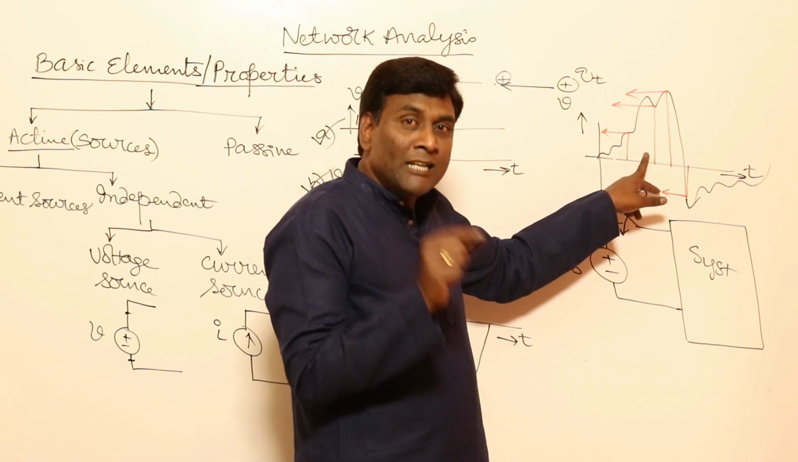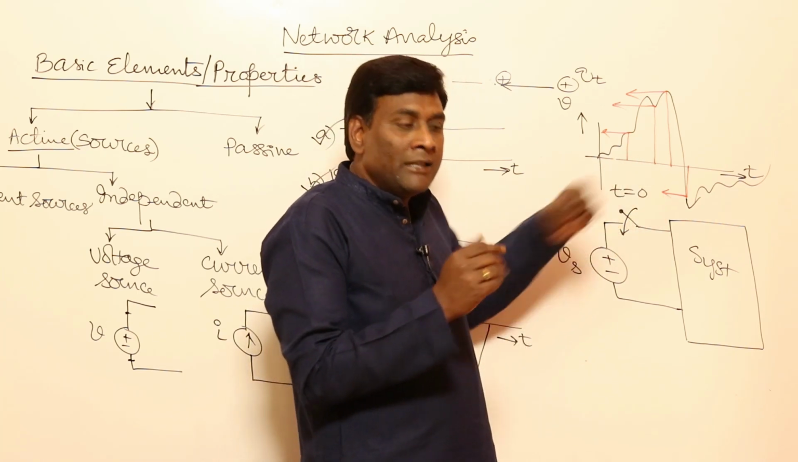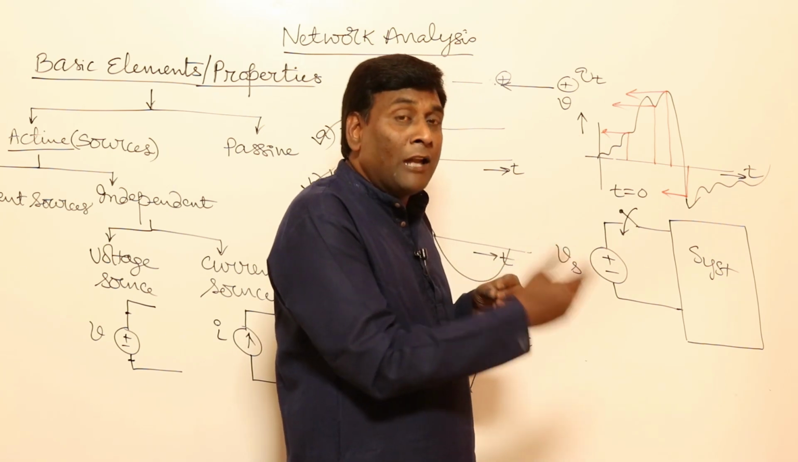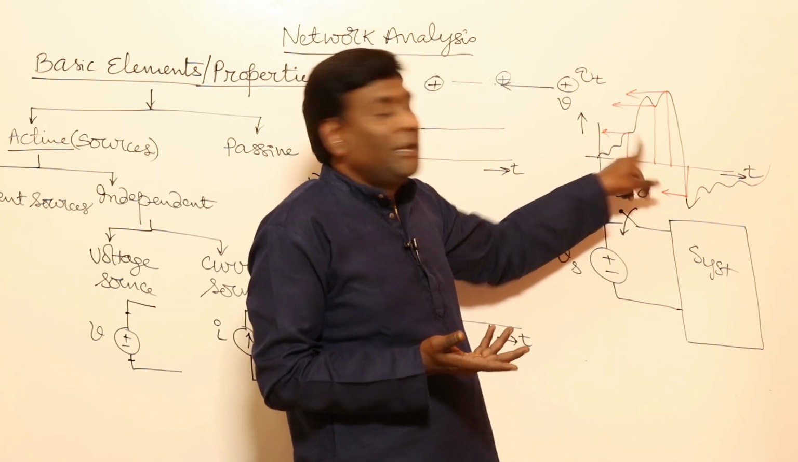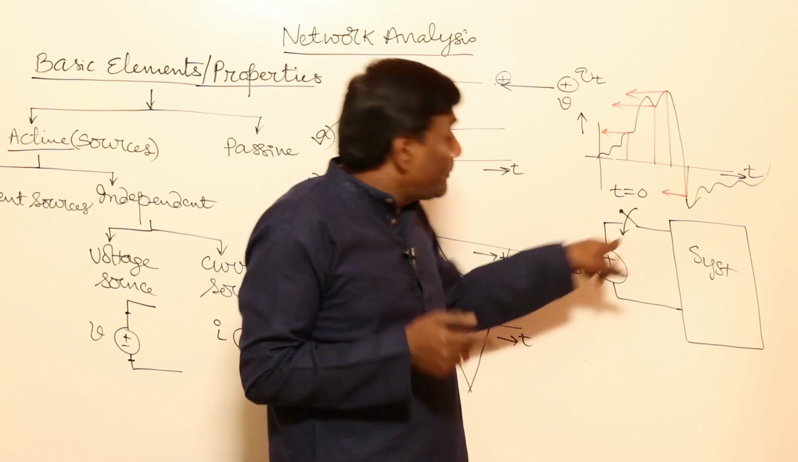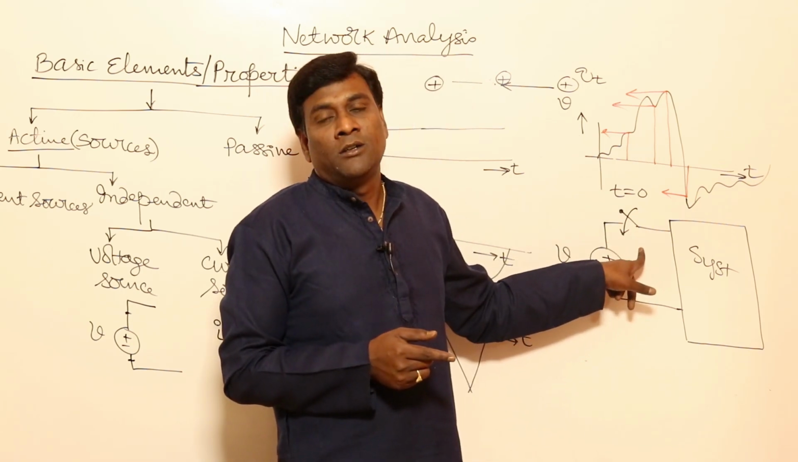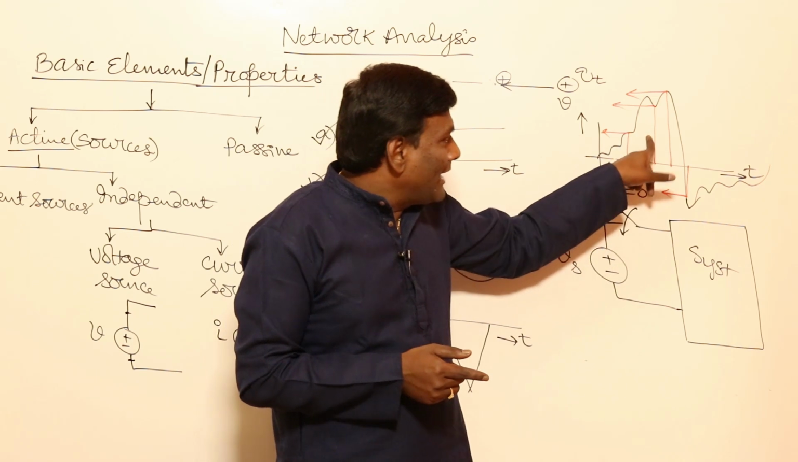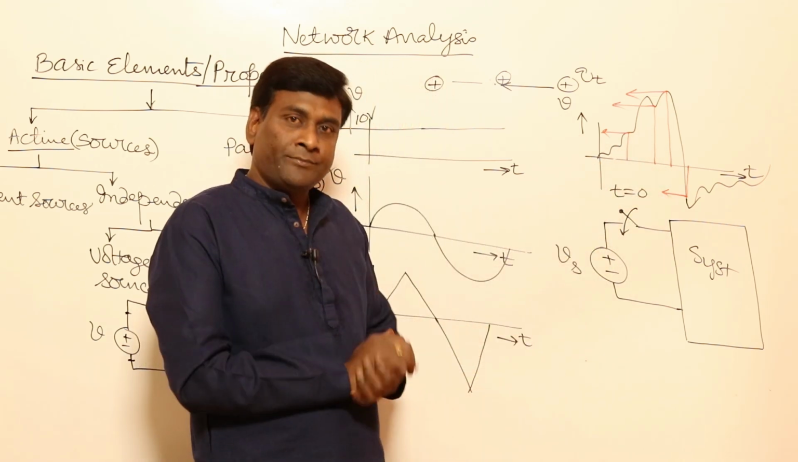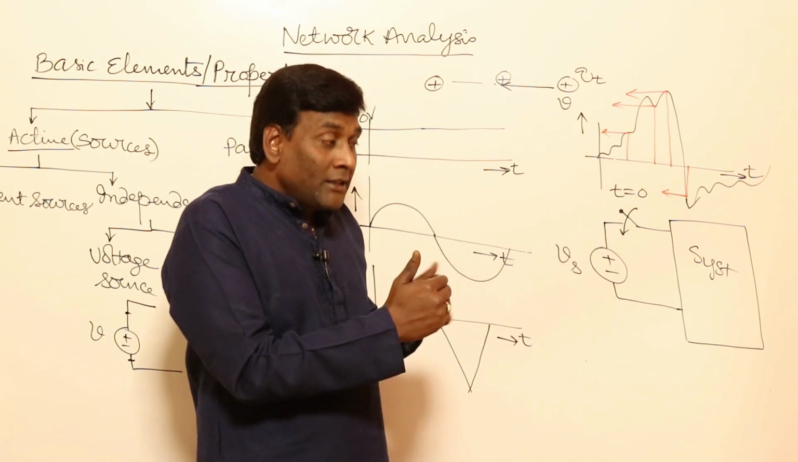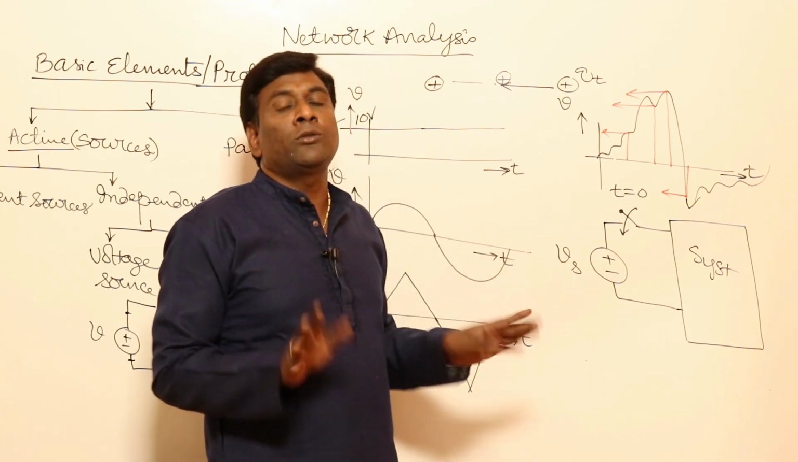The moment it is a random signal, it means that at the next instant, how much will be the value of this, we don't know. But what is a source? Everything should be known prior to connecting the switch to the network. So a random signal cannot become a source waveform, because randomness means that at the next instant we should not know the value.